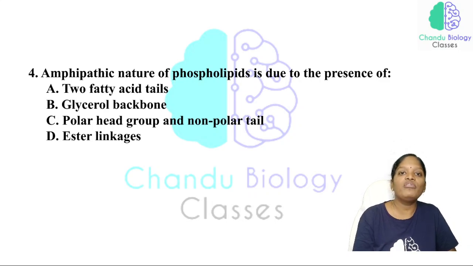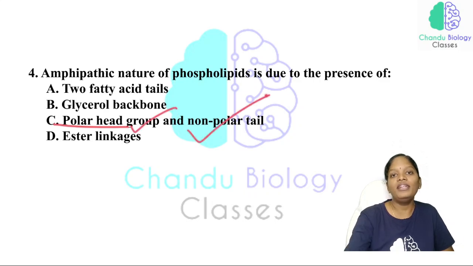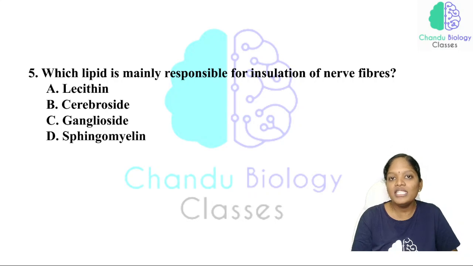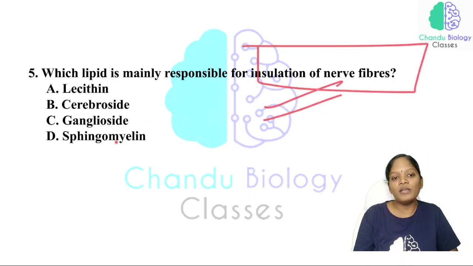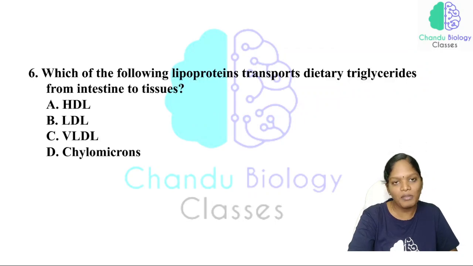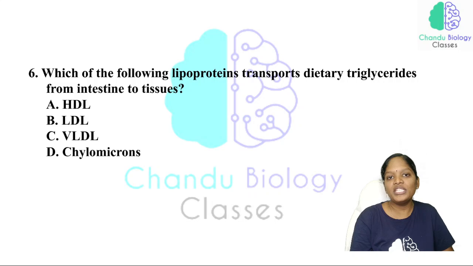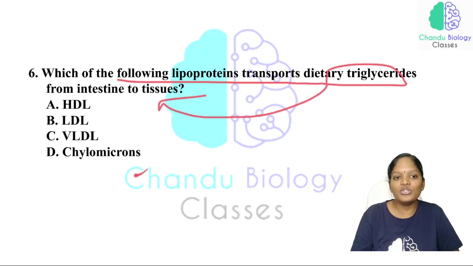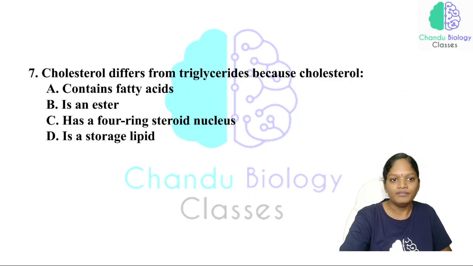Why is a phospholipid amphipathic? Because both hydrophilic and hydrophobic parts are present here, as there is a polar head group and a non-polar tail group. Which lipid is mainly responsible for insulation of nerve fibers? The answer will be sphingomyelin. Sphingomyelin is an important lipid which is responsible for myelin sheath formation. Which of the following lipoproteins transports dietary triglycerides from the intestine to tissues? That will be the chylomicrons.